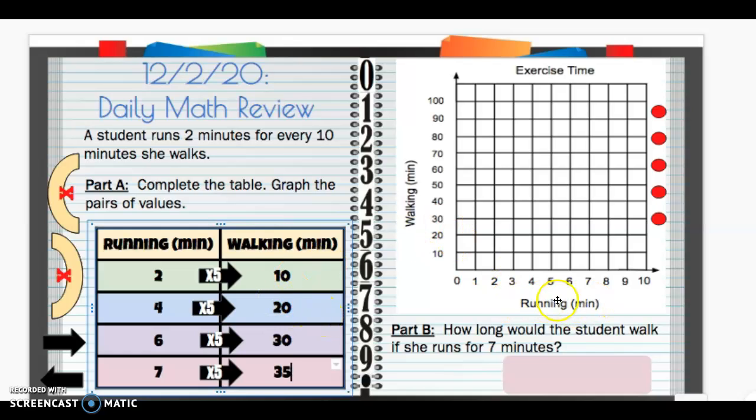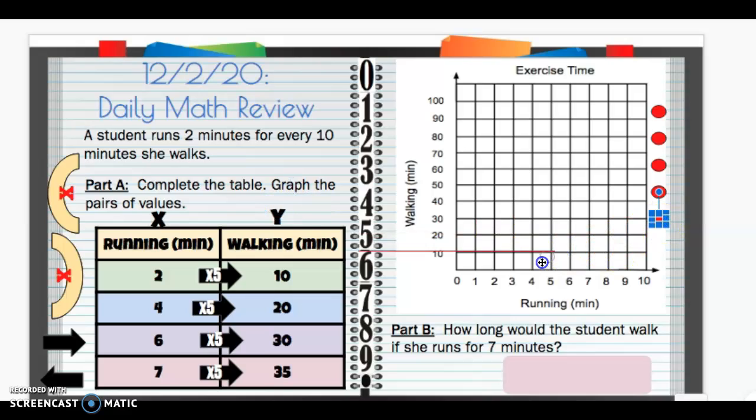So you have running minutes that is on your horizontal line that runs from left to right. So that's your X. I'm going to put an X above my running because I know that's my X. And then the walking minutes is going up and down, which is my vertical line. So I know that is my Y. So I know that my running is my X, my walking is my Y.